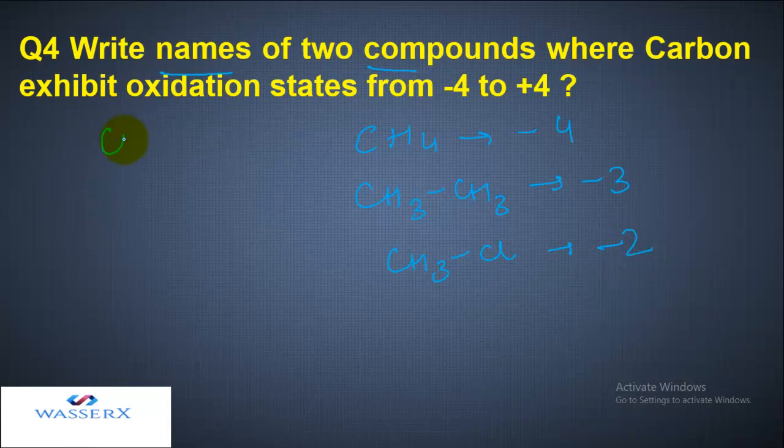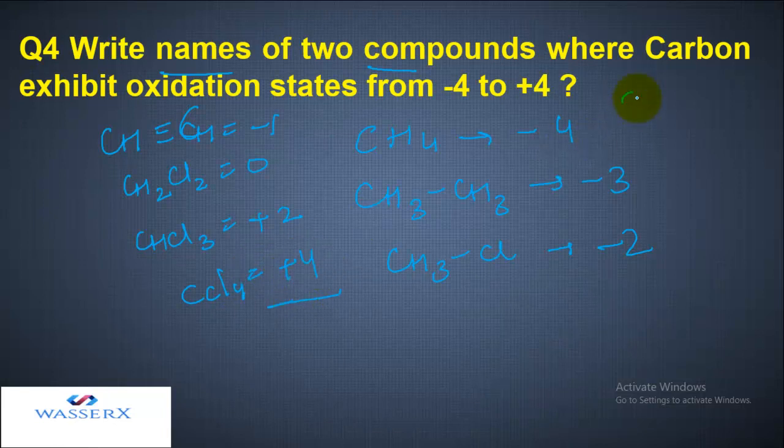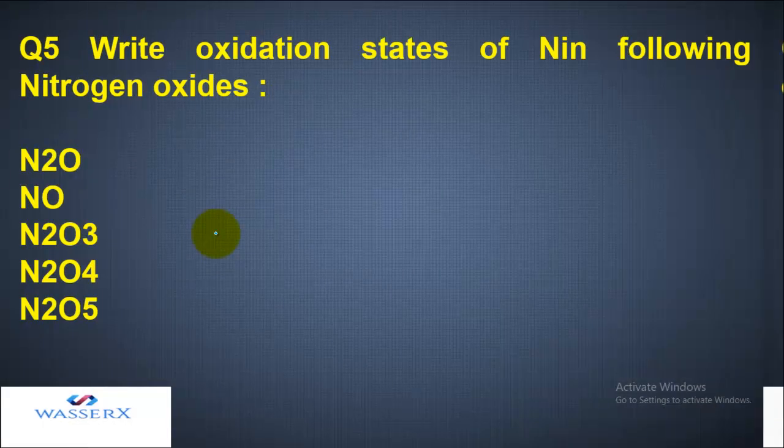And if I write the oxidation state for ethyne, then it comes out to be -1. And if I write for CH2Cl2, it comes out to be 0. And if I write for chloroform, it comes out to be +2. And if I write for carbon tetrachloride, it comes out to be +4. So this is how we can learn the compounds, or you can derive the oxidation state for different compounds.